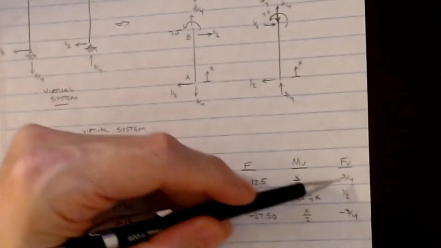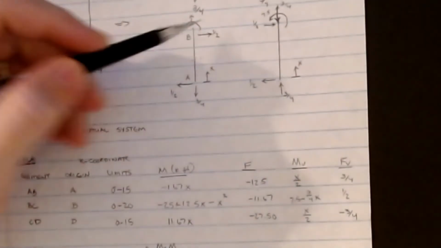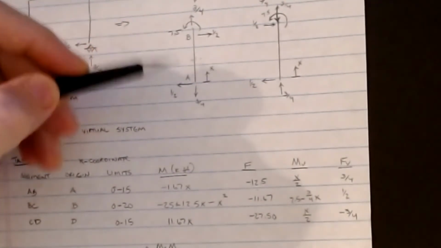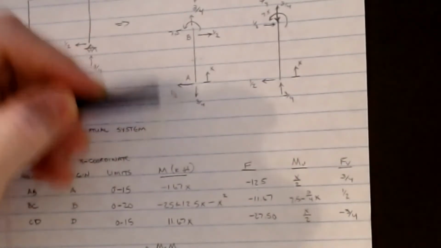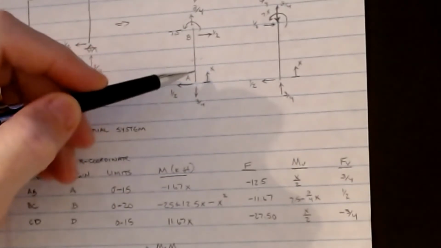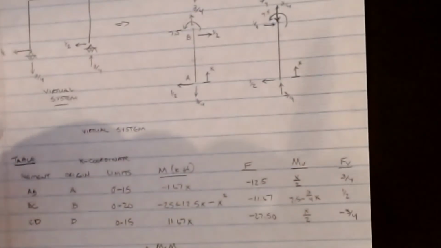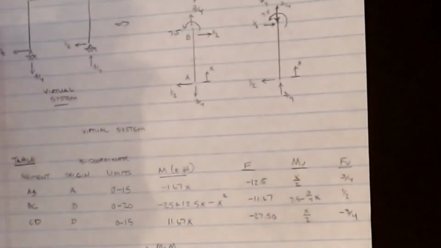All right, and then my FV in this ends up being 3/4, and it's a positive value because it's a tensile load on this. This column is in tension. This guy is down, this guy is up. This column is wanting to stretch outward accordingly. So that's how I know FV is 3/4.